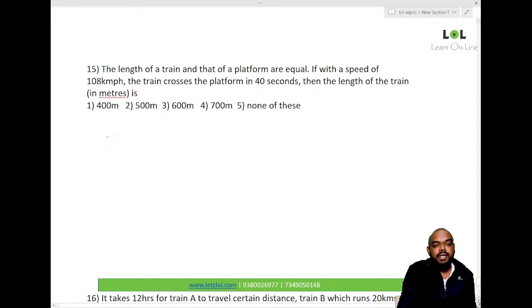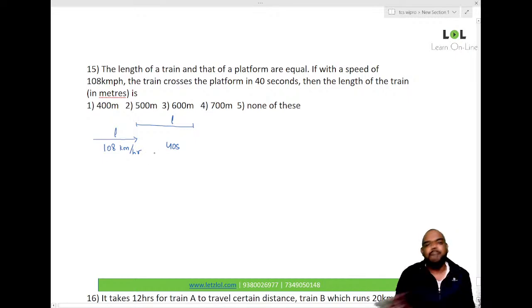The length of the train and that of the platform are equal. So what do we understand here? There is a train and there is a platform and their lengths are equal. Let us call it L. Length of the train and length of the platform both are equal, so let us take it as L. The train is running at 108 kilometer per hour and crosses the platform in 40 seconds. He's asking the length of the train. Length of the train or length of the platform, both are absolutely the same in this question.